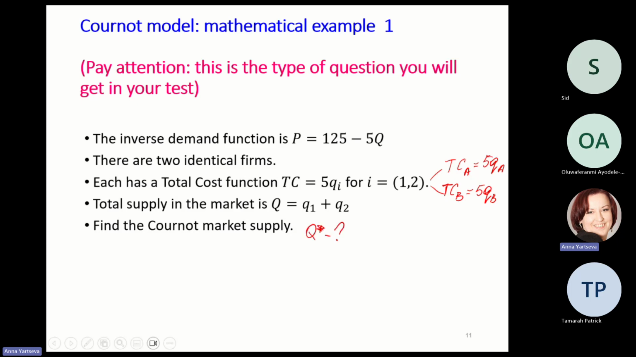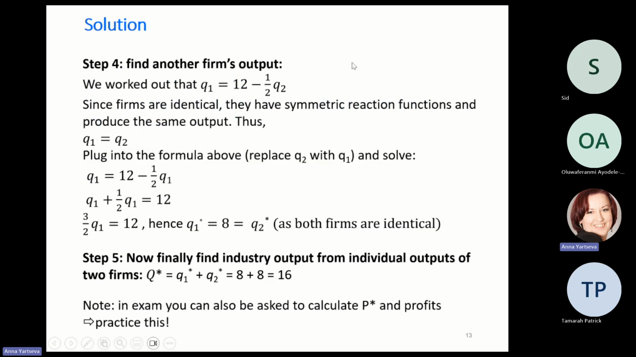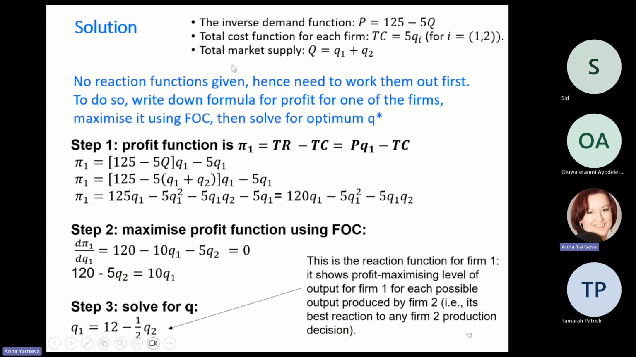How do you do this? Let's try. So first of all, this is the reminder here at the top. This is a reminder of what information you were given. These are all numbers which you have. There are no reaction functions. You need them, and that's why you'll need to work them out yourself.